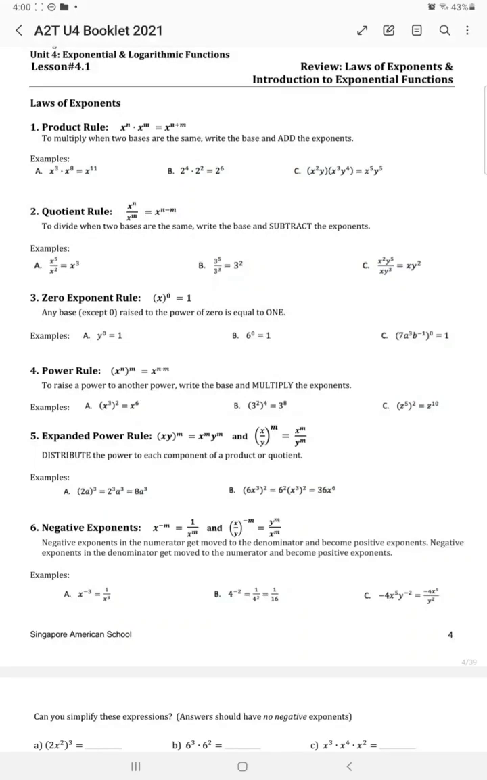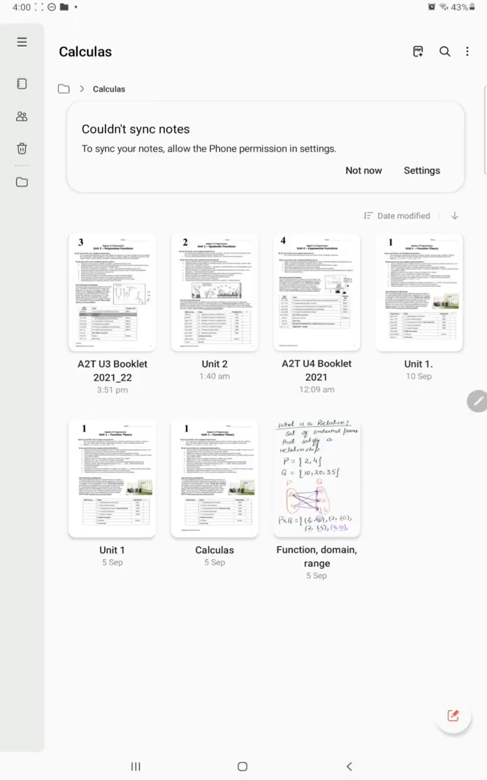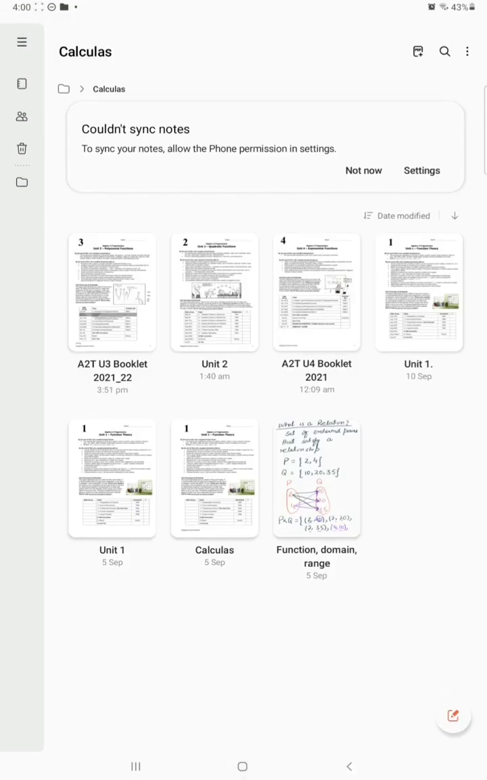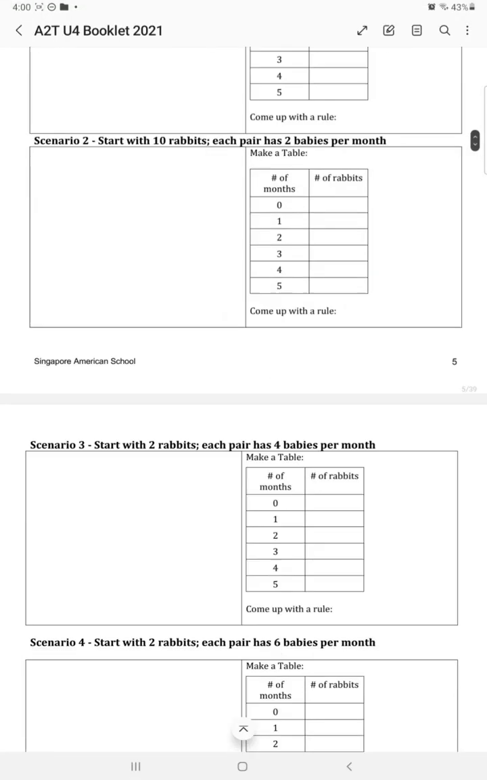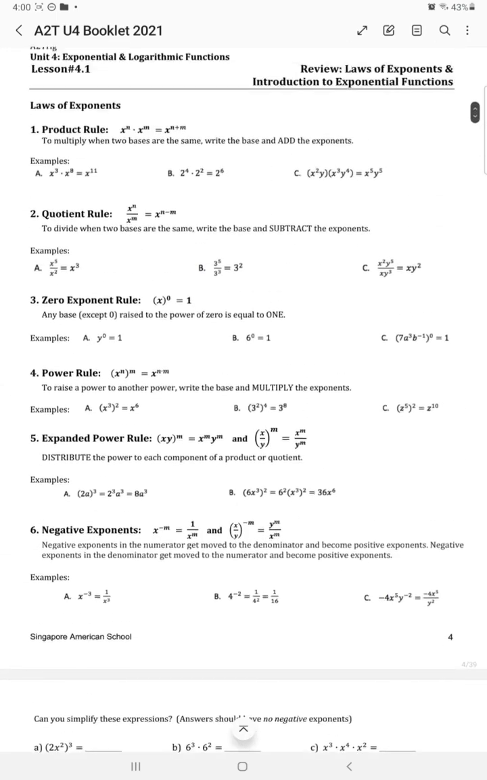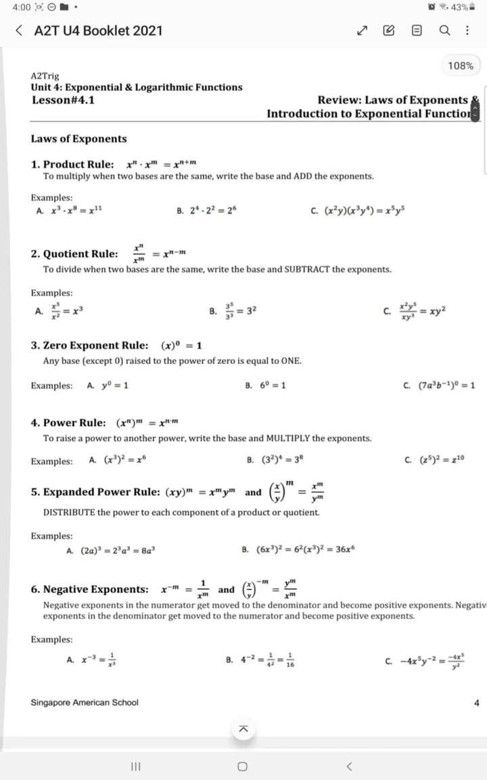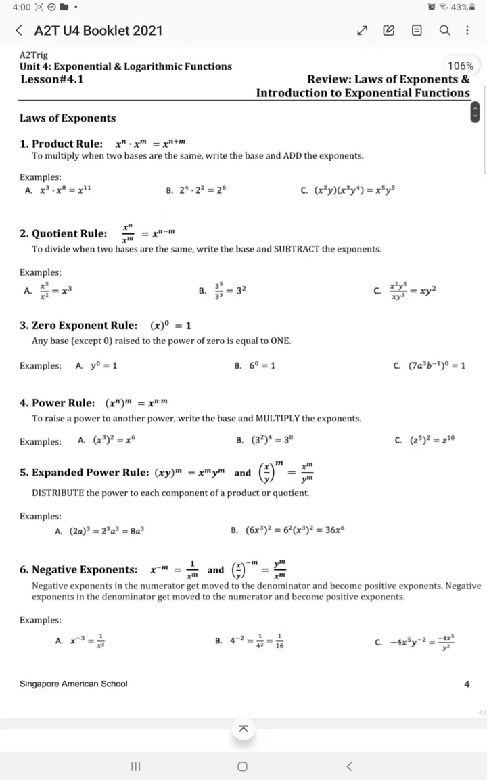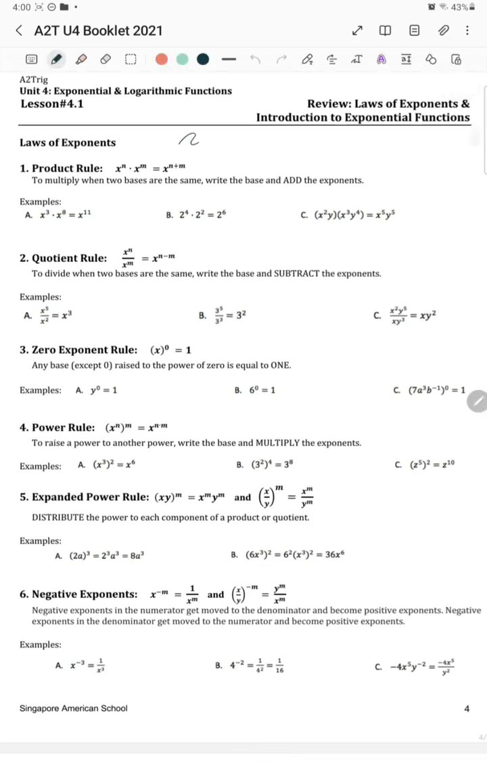Welcome to the introduction to exponential functions and laws of exponents. So what are the laws of exponents, and what is an exponent basically? An exponent is the power. For example, I have x to the power 2, so 2 is called the exponent. So this is the exponent.